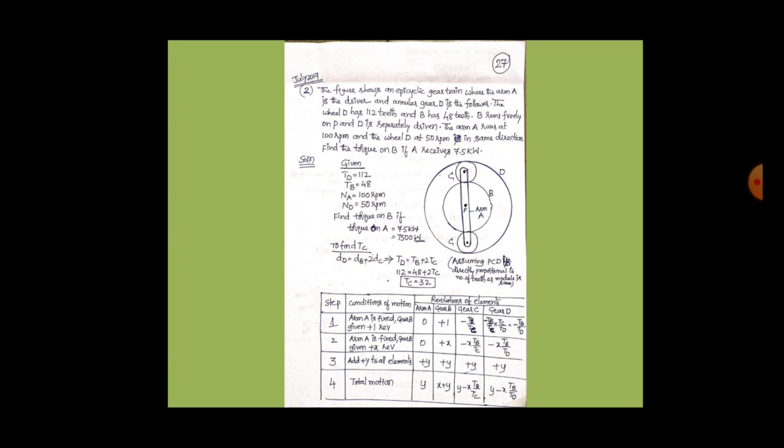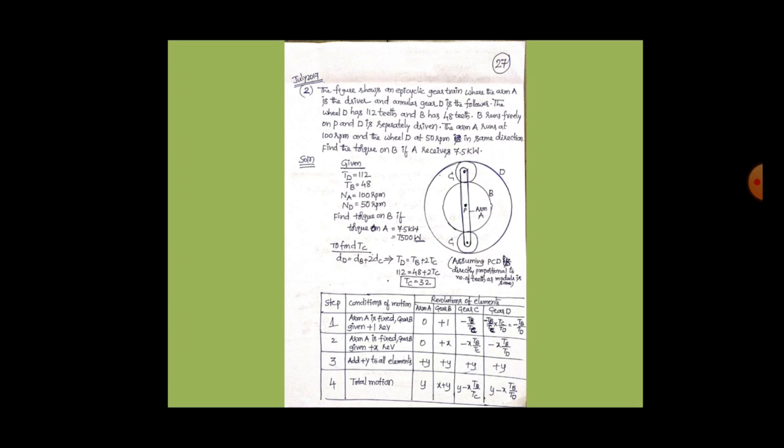Minus, previous is TB by TC into now TC by TD. TC gets cancelled, then minus TB by TD gives the speed of the gear D. Like that, the first row is to be completed. Now in the second row, once again A is fixed, gear B should be given plus X revolution. So I should multiply all the first row values with X: 0, 1 into X is X, minus X into TB by TC, minus X into TB by TD.